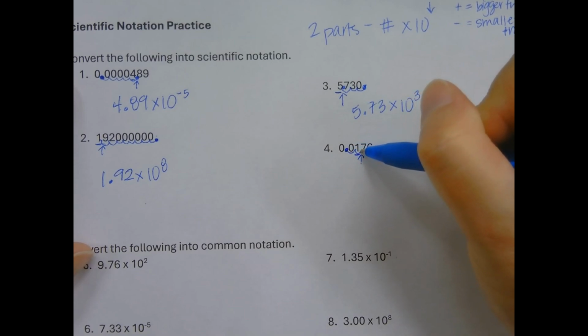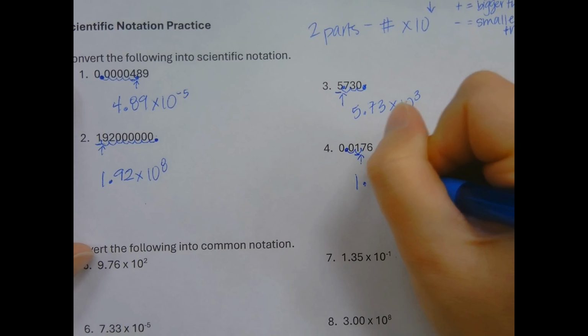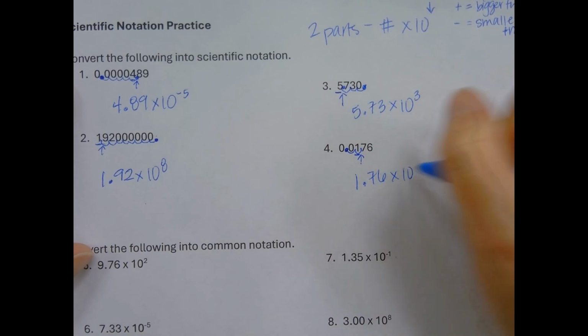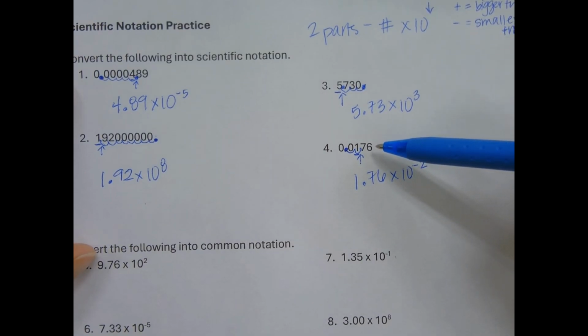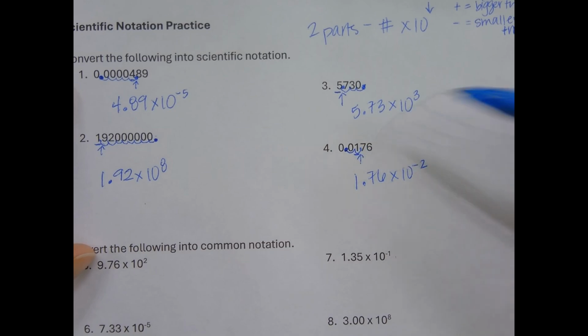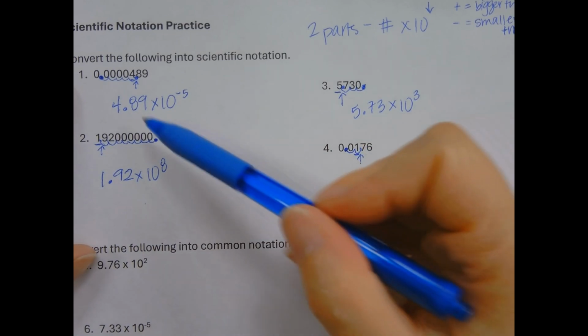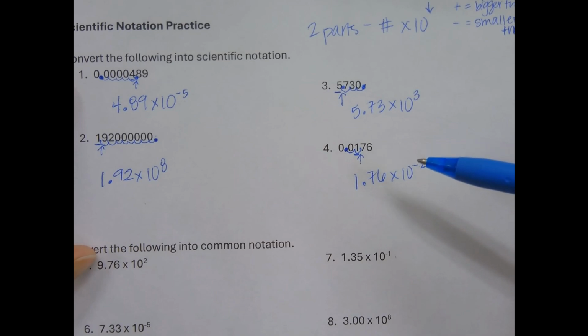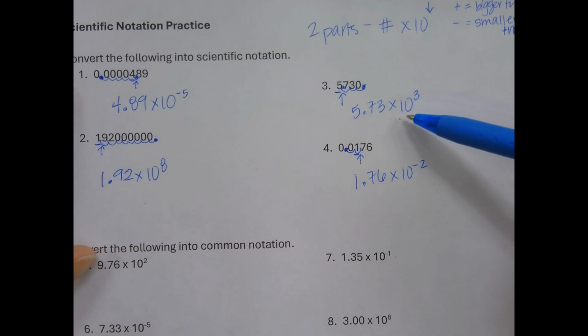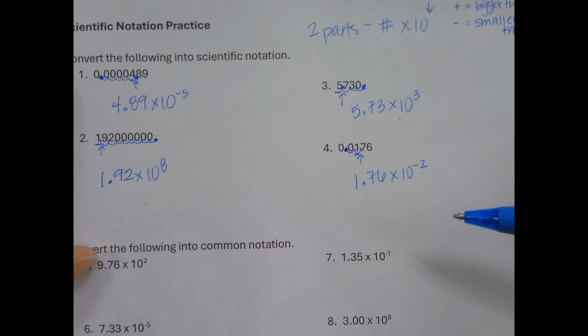So 1, 2. So I rewrite my number, well, 1.76 times 10 to the -2nd. It's negative because this number is smaller than 1, and it's 2 for the exponent because I moved it 2 places. So if you look at all 4 of these examples, there's only one number in front of the decimal. It has to be between 1 and 9, okay? And then we have our number, and then our times 10 to the, representing how many places we move the decimal, and our exponents. Remember, it's positive if it's bigger than 1, and it's negative if it's smaller than 1, okay?